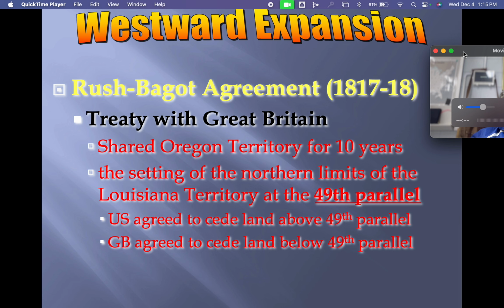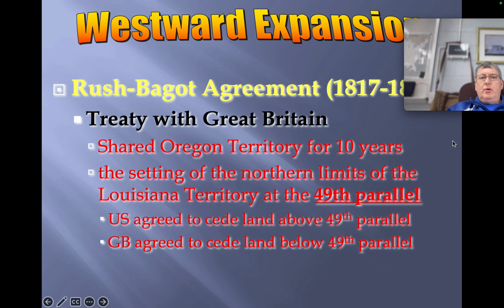One of those is when we negotiated a treaty with Great Britain. That treaty, as you can see, ended up being known as the Rush-Bagot Agreement. In that treaty, you'll see it on a map in just a second, the U.S. and Britain agreed that they would share control of the Oregon Territory for 10 years, and perhaps most importantly, it set the northern boundary of the United States.